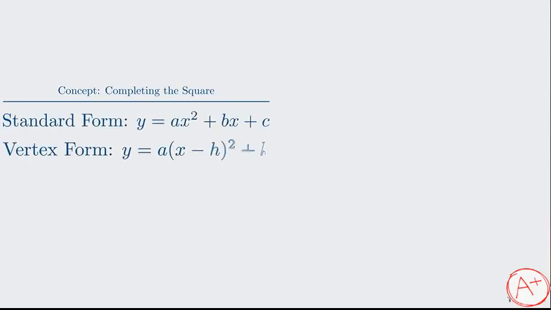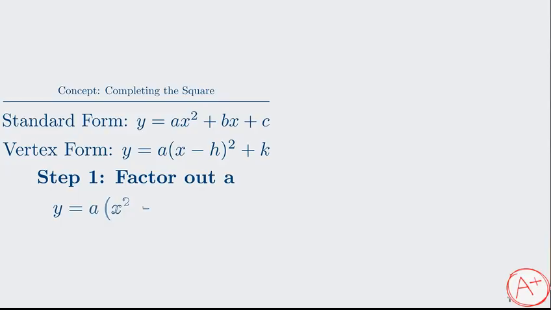To understand completing the square, we must first look at the algebraic derivation. We want to take the standard quadratic form, ax squared plus bx plus c, and transform it into the vertex form, a(x minus h) squared plus k. We begin by factoring out the coefficient a from the terms involving x. This gives us a multiplied by the quantity x squared plus b over a, x, then plus c outside.